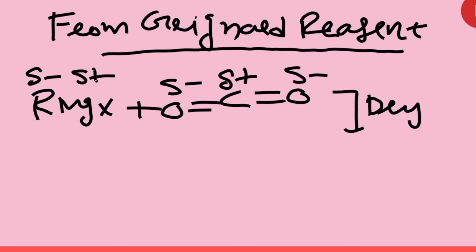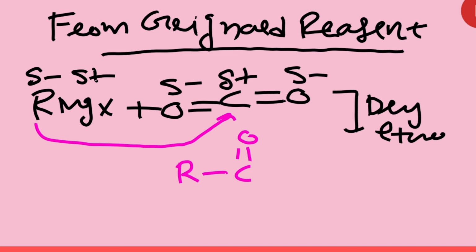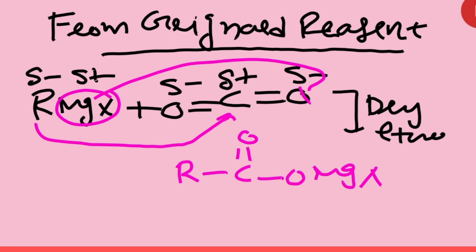In the presence of dry ether, then what is going to come over there? I think you know very well, R is negative. Where is this negative part going to attach? This negative part is going to attach to this positively charged carbon. So it becomes R C double bond O, then OMgX, because this MgX will go to this negatively charged oxygen. Then after that we have to do the hydrolysis in the presence of H positive.